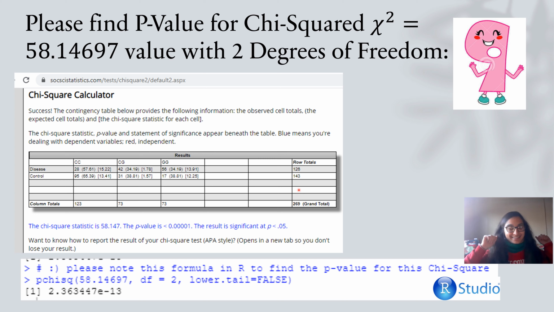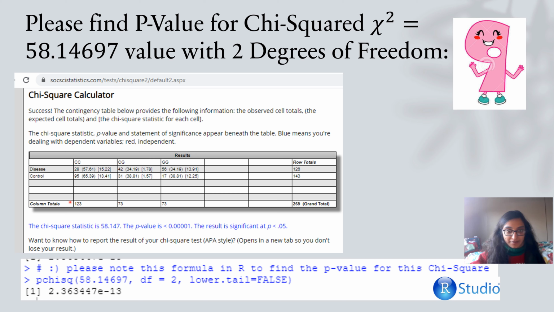So yay! Then the last step, step 9, we're going to just find the p-value for the chi-squared, which is 58.14697, which we found before, that has 2 degrees of freedom. And there are many different tools you can use. You can even look at this chi-squared calculator where you can enter in the original table. It's going to give you the frequency breakdown as well, and it's also going to give you the chi-squared statistic from this table.